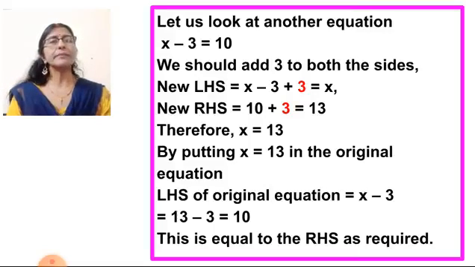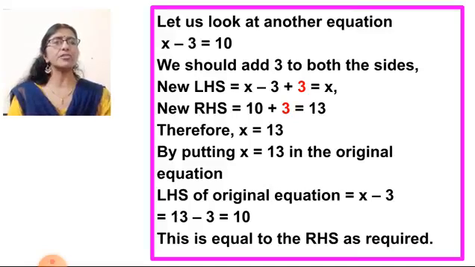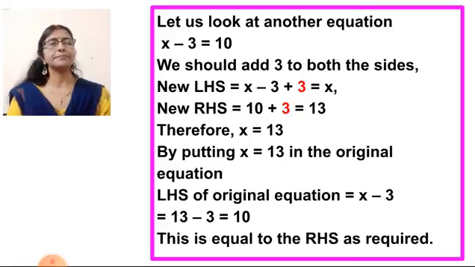And new RHS will be 10, because as we are adding 3 on the left hand side, we are going to add 3 again on the right hand side of the equation also. So new RHS will be 10 plus 3, and 10 plus 3 is 13. So we got the value of x. x is equal to 13.